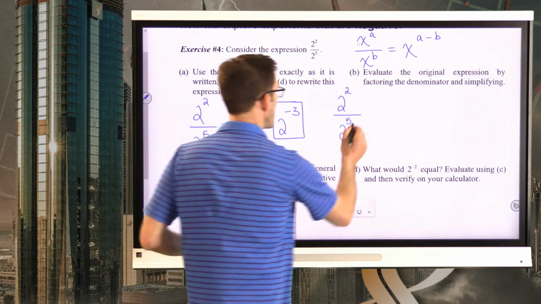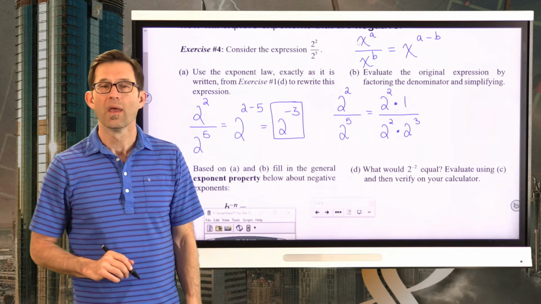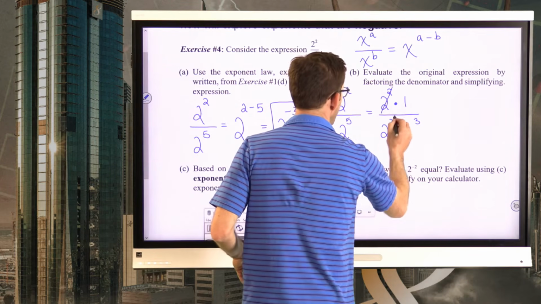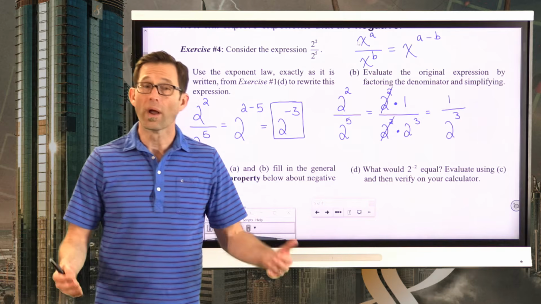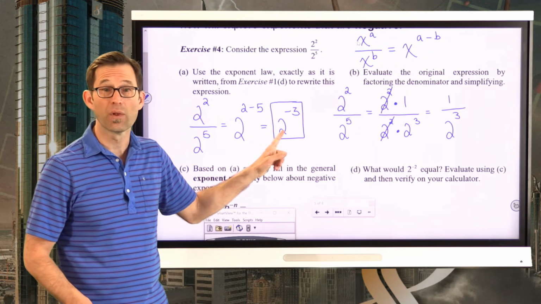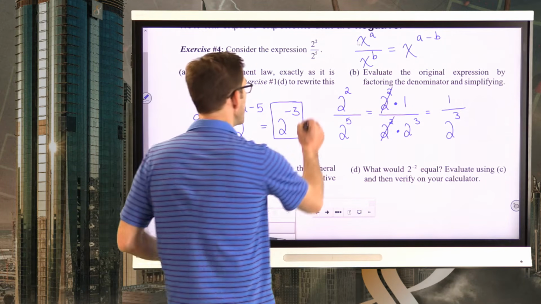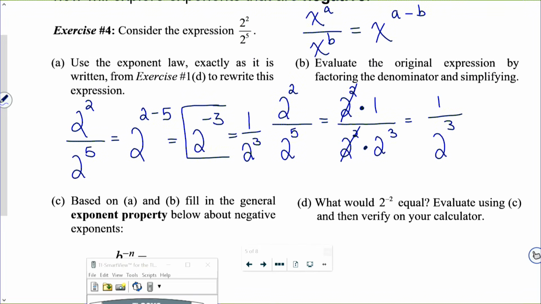All right, so the numerator, I'm just going to rewrite as 2 to the second times 1. The denominator, I'm going to rewrite as 2 to the second times 2 to the third. I do this in the denominator so I can cancel those 2 to the seconds out. So 2 to the second divided by 2 to the second is equal to 1. And then all of this is 1 divided by 2 to the third. So what can I say? Because this is equal to this based on an exponent law, and this is equal to this just based on factoring and canceling, 2 to the minus 3 must be equal to 1 divided by 2 to the third.